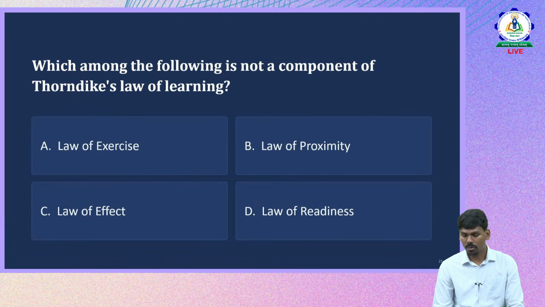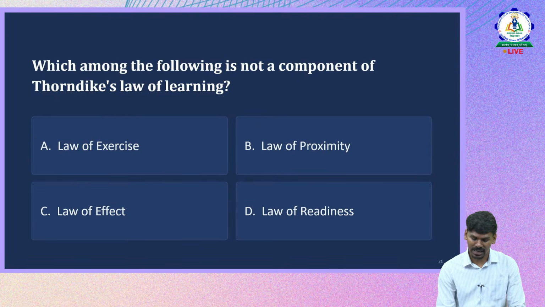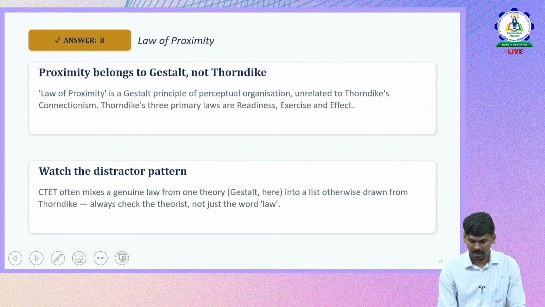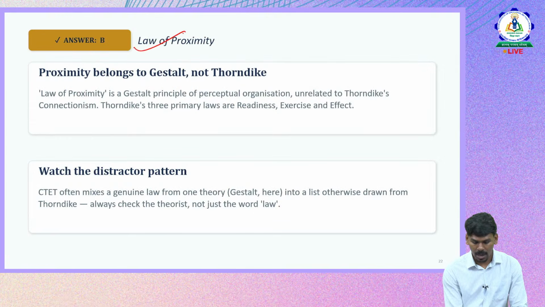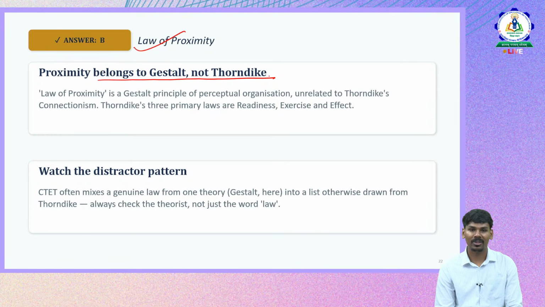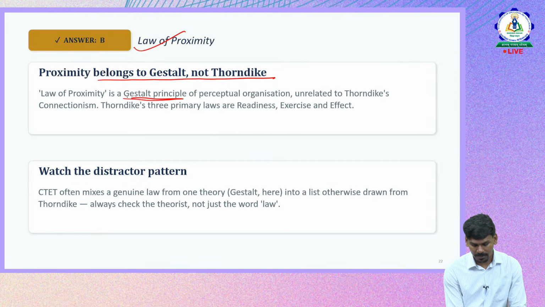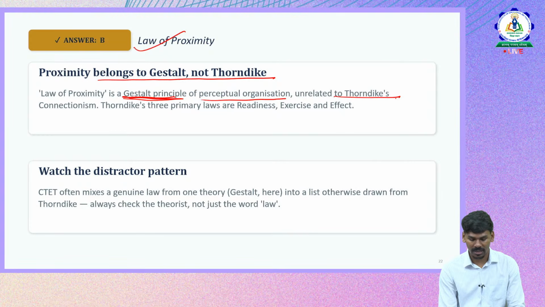Now let us come to one more question. Which among the following is not a component of Thorndike's laws of learning? Law of exercise, law of proximity, law of effect, or law of readiness? We just discussed, the correct answer is law of proximity. Proximity belongs to Gestalt, not Thorndike. Gestalt school of thought. Law of proximity is a Gestalt principle of perceptual organization. It is unrelated to Thorndike's connectionism. So Thorndike's three primary laws are readiness, exercise, and effect.